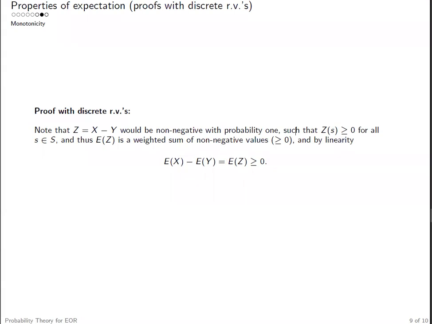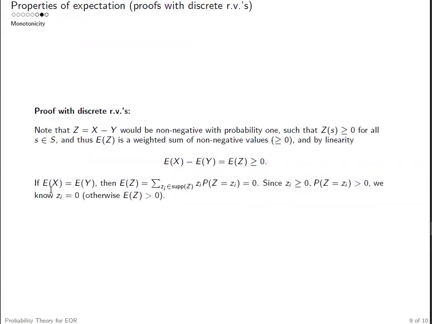Now, if we have the expectation of X equal to E[Y], then we know the expected value of Z should also be 0, right? But according to the definition, it's a weighted sum of all possible values that could be taken by Z times the probability. Given here we are working with the zi, small zi from the support of Z, we know the probability is larger or equal to 0.